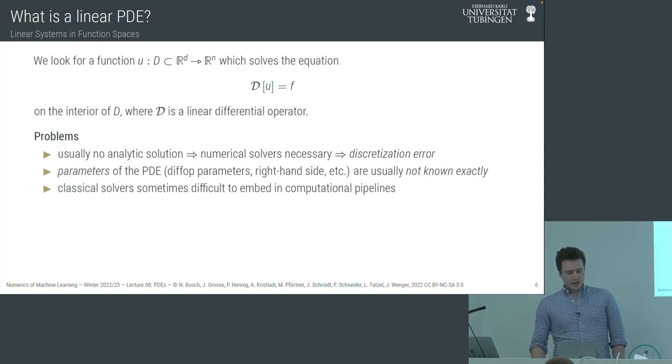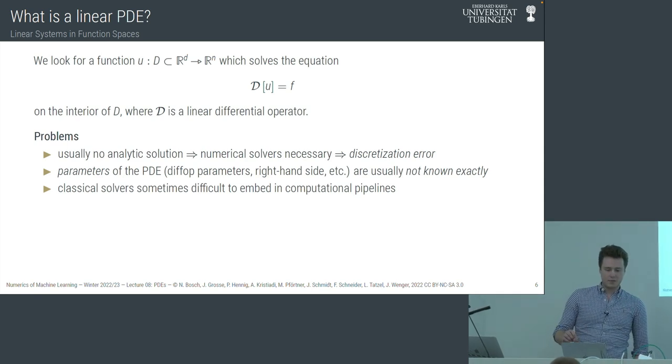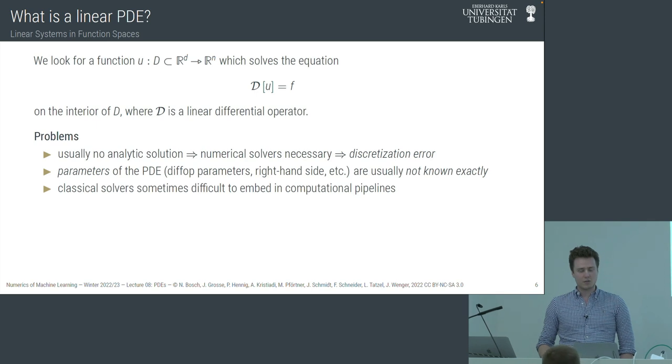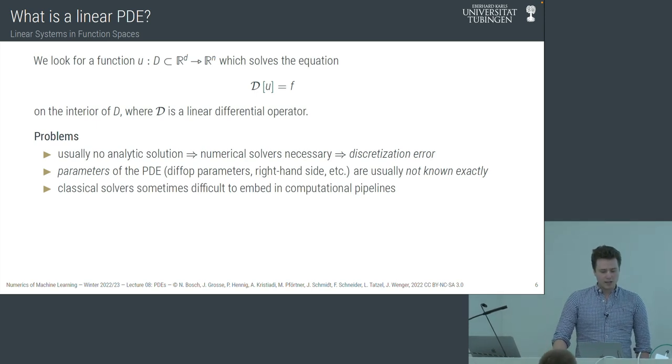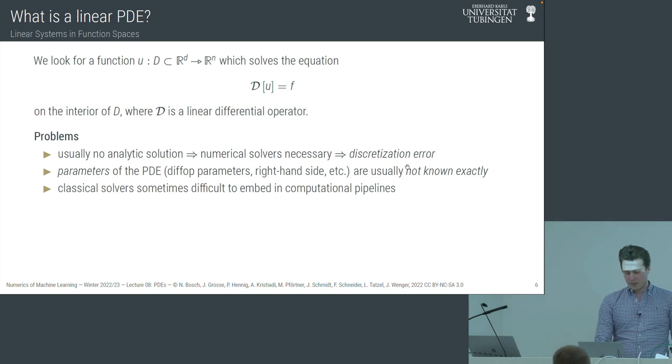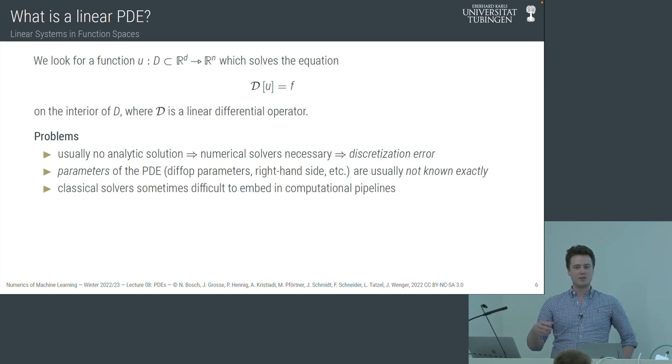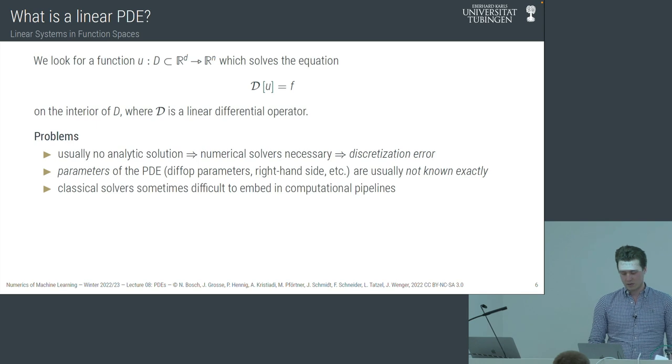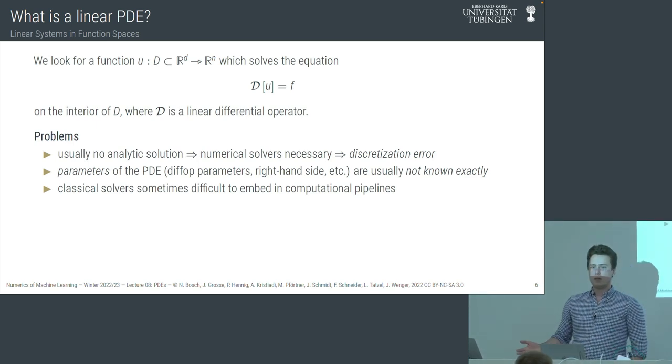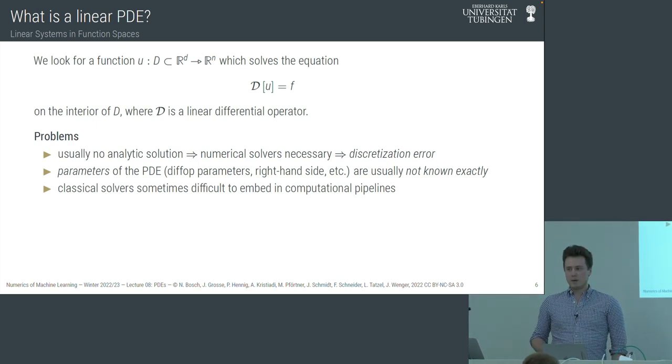Now finally, classical solvers that have been developed essentially over the past century are sometimes quite difficult to embed in computational pipelines. The reason is that the parameters are usually not known exactly, but we need a point estimate of a parameter, and so it tends to be quite difficult to propagate these uncertainties through the solvers, which is something that we aim at solving with the Bayesian approach we take here.